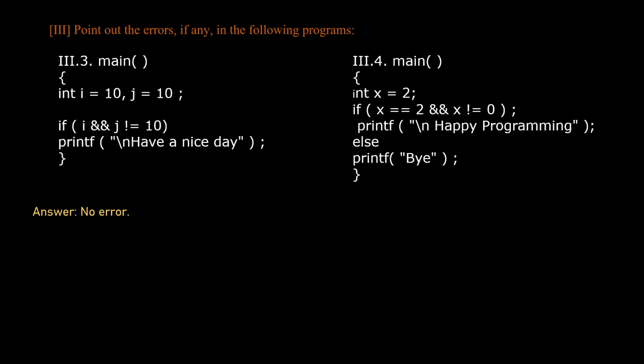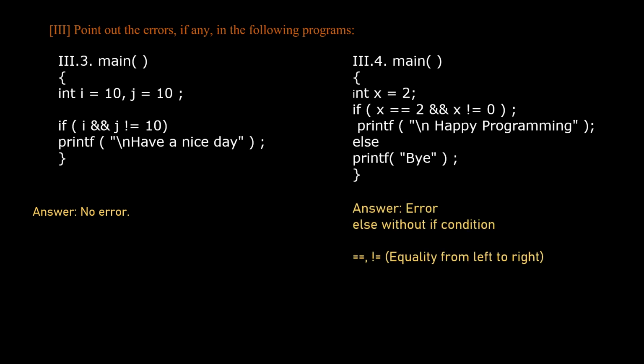And the next question is x is equal to 2, x equal to 2 and x not equal to 0. Equal to and not equal to both have high priority. But the thing to notice here is that the if condition is ending here with a semicolon, so the next line is printf happy programming, and there is an else as well. So the if has already ended, so else without an if is an error. So this will throw an error because else is not allowed without an if condition.